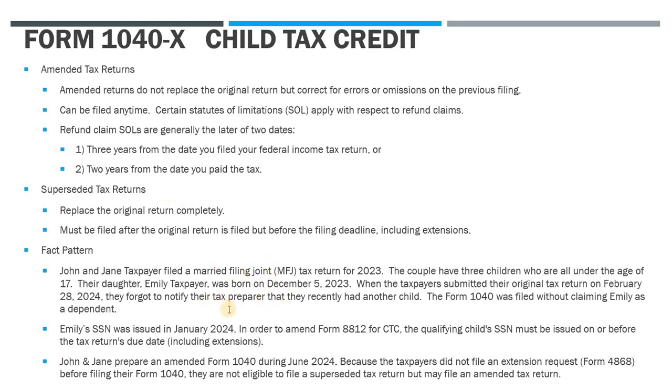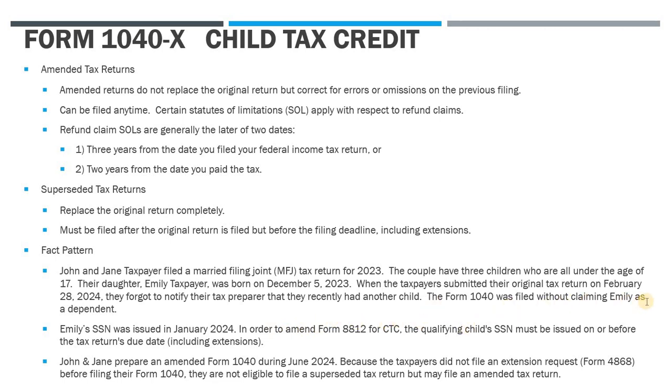Now, the fact pattern we have here, we're going to have some additional complications with this Form 1040X, and so we'll talk about that when we look at the form instructions. But in our fact pattern here, we've got John and Jane Taxpayer filed a married filing joint return. The couple have 3 children, all under the age of 17. Now, their third child, their daughter Emily, was born December 5th, 2023, so right before the end of the year.